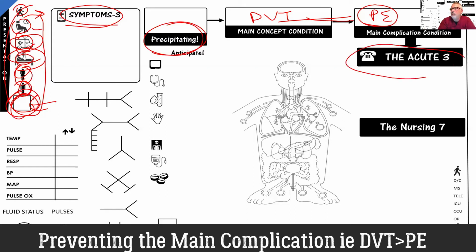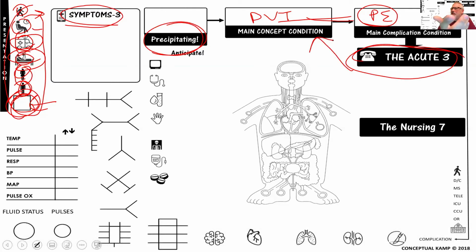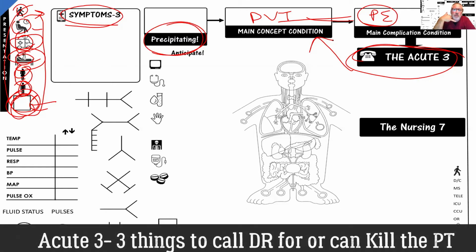The acute 3. What's the acute 3 of a DVT? What does that mean? Well, the acute 3 is, what would I call the doctor for in the middle of the night if the patient had a DVT? Well, if they're showing signs and symptoms of a PE, or they start having shortness of breath, PE, bleeding, PE, complications of medications they're on. And those are the 3 things.